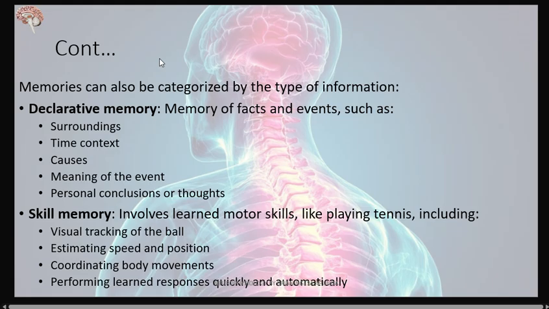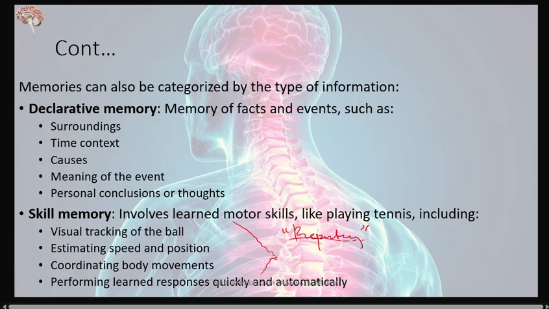You also have the skill memories. This involves learned motor skills like playing tennis. With this, you don't need to think through them. They don't need to follow some conscious logical pattern. So this could be visual tracking of the ball, estimating the speed and the position, coordinating the body movement, performing learned responses quickly and automatically. You cannot easily teach somebody this, but you might give them a specific procedure and you'll assure them of learning after repeating these things. So they are only stored after some repetitions.